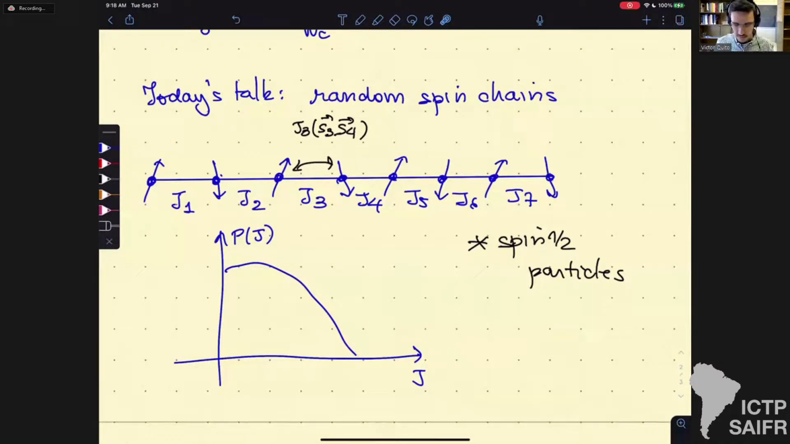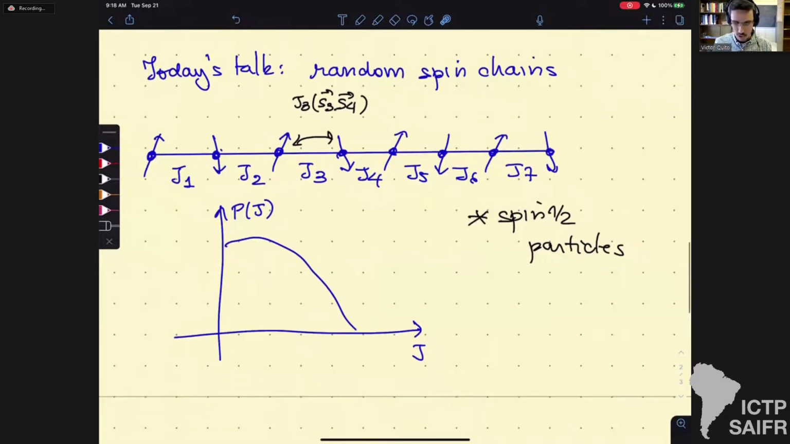And the main goal here will be to describe the physics of random interacting chains like this one. Later in the talk, I will extrapolate not to spin 1/2 particles, but to other types of spins. But that is our main goal, to describe.